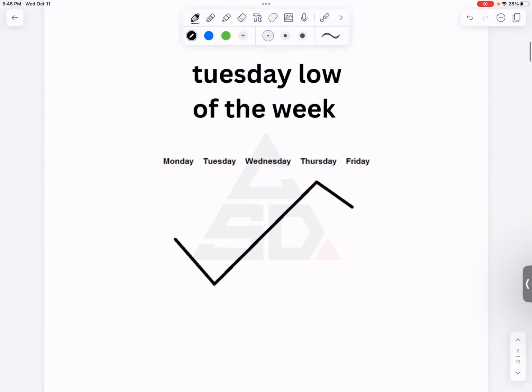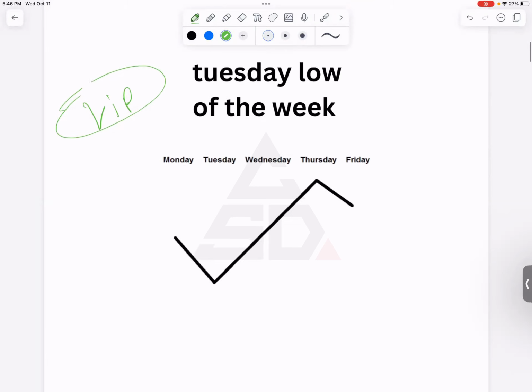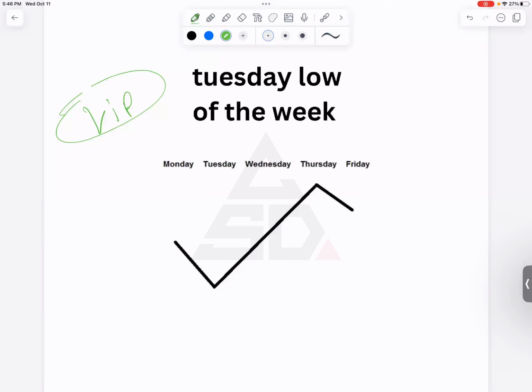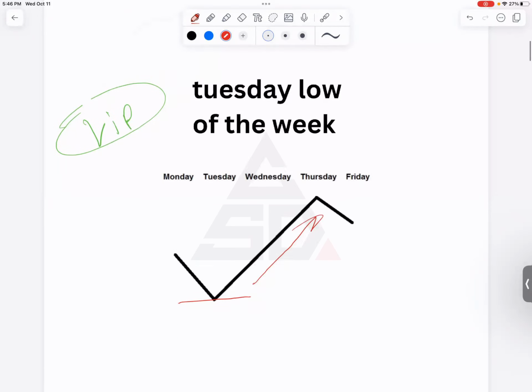Tuesday's low of the week. This is a VIP profile, and I say that because down the line we're going to get into why it is, and I'm going to show you way more details on how we can actually take advantage of these moments. Essentially, this is when Tuesday creates the low of the week. As you can see here, that's the low of the week, and it ran up. This is the buy day, of course. This will be a buy profile.